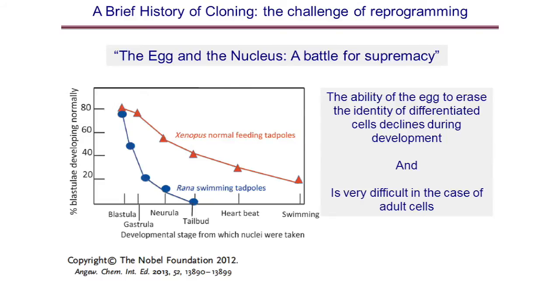This title actually comes from John Gurdon here, who won the 2012 Nobel Prize for his work in cloning. His Nobel lecture was entitled "The Egg and the Nucleus, a Battle for Supremacy." So this graph is showing you the developmental stage from which nuclei were taken. With advancing development, it is more difficult to reprogram and get normal embryos following this nuclear transfer.